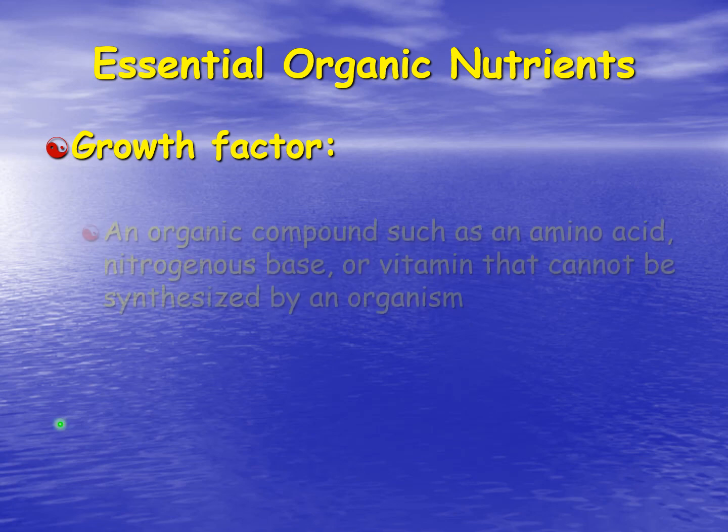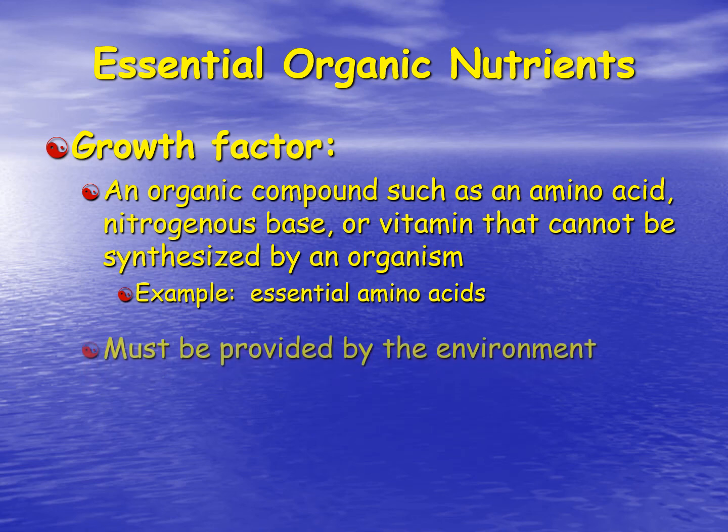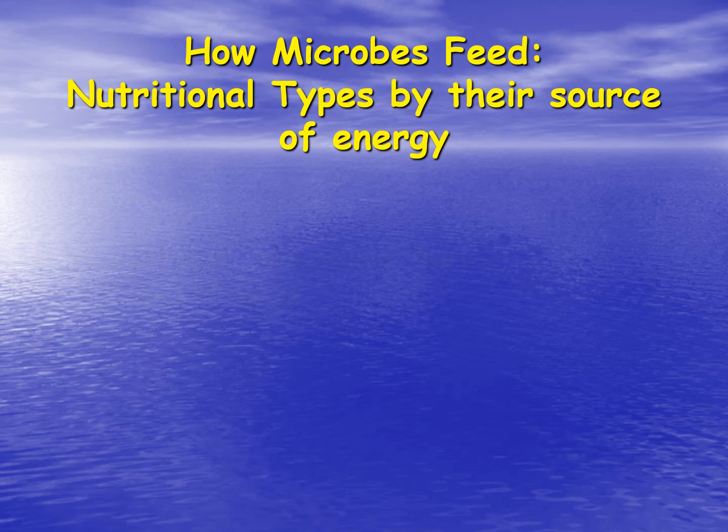Other essential organic nutrients will include certain growth factors. These growth factors actually are usually an organic compound, such as an amino acid, nitrogenous base, or vitamin that cannot be synthesized by the organism. An example, the essential amino acids in humans. Of the 20 amino acids that we use to build our protein, 11 of them are essential. We must get them from the environment.